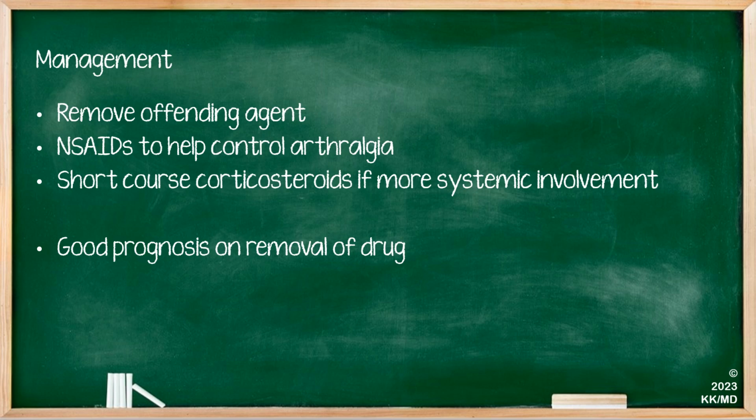In terms of management of drug-induced lupus, obviously the first thing would be to remove the offending agent, and you could also use adjunct medications such as NSAIDs to help with control of pain or arthralgia. Sometimes, if there is more evidence of systemic involvement, such as serositis, you could consider a short course of corticosteroids to help with that. Usually the prognosis is really good in this condition after removing the offending agent.